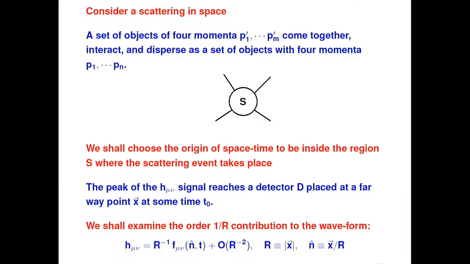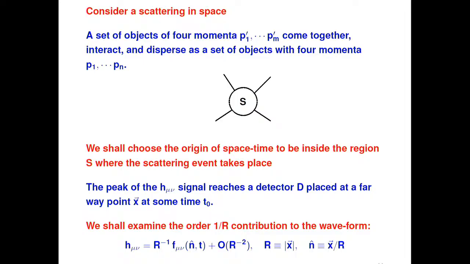So, let us again set up the general problem, but in a little more detail. You want to consider the case of a scattering in space, where you have a set of objects which carry 4 momenta p1 prime to pm prime. I have already introduced what 4 momentum means: energy over speed of light is the first component, and then the usual momentum components are the last 3 components. So, you imagine that you have a set of objects which carry 4 momenta p1 prime to pm prime, which come together, scatter, and then go out as another set of objects with 4 momenta p1 to pn.